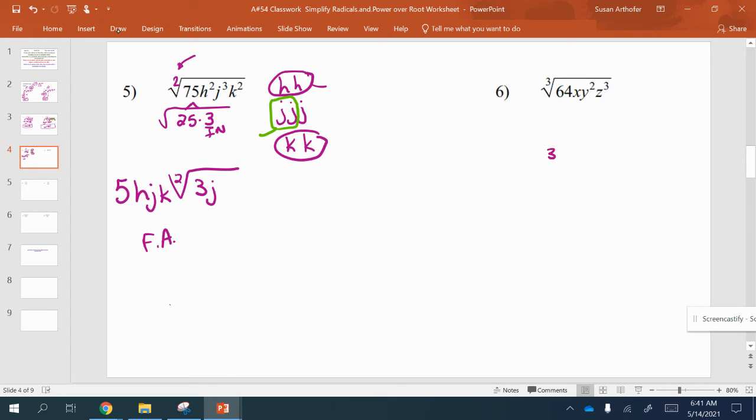Same thing with the cubed root. So cubed root of 64, I'm hoping you know that is 4. The x, there's not enough because remember there's only 1, so it stays in. There's 2 of the y's, there's not enough because it takes 3 to get out, right? So there's enough on the z's, so out comes z, and that's our final answer.